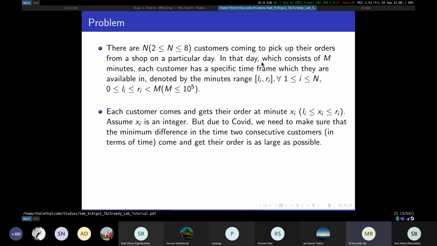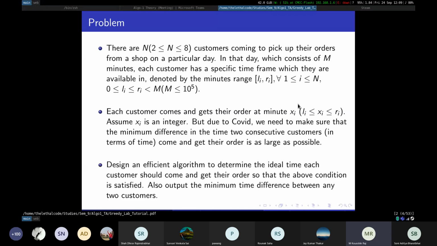And as a shopkeeper who is following all strict COVID protocols, you want to ensure that if the customers come and get their orders, the time difference between any two consecutive customers, like if there are 4 customers, the time difference between the first and second, second and third, third and fourth, the minimum difference between them is the maximum possible. I'll give some examples to elaborate this, but try to wrap your head around this for now.